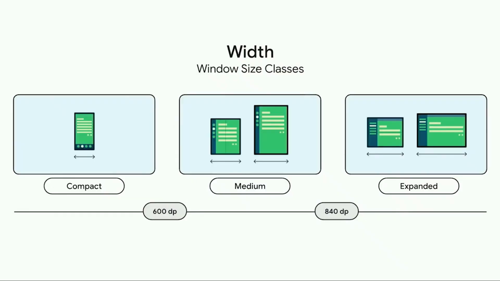This class breaks screen sizes into three categories. Compact, this is for small screens, usually phones in portrait mode. Medium, this covers medium sized screens like phones in landscape or tablets in portrait. Expanded, and this is for large screens like tablets in landscape or desktop.